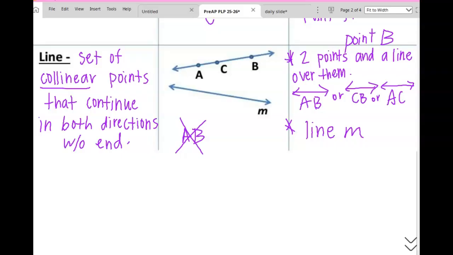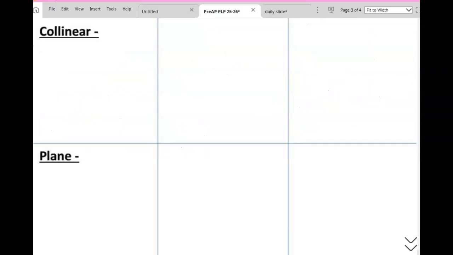Let's go on to the next word, which is collinear. We kind of already talked about that. What does collinear mean? Two points on the same line. Is it 2 points or multiple? Good question. At least 2.